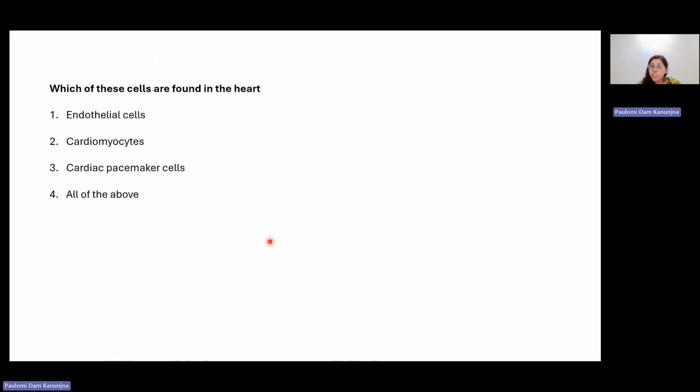Now, which of these cells are found in the heart? Endothelial, cardiomyocytes, and cardiac pacemaker cells. Of course, two of them bear the name cardiac. So what about endothelial? The answer is all of them, right? The endothelial cells are present on the inner surface of the heart and blood vessels, which is the endocardium. Cardiomyocytes are the muscle cells needed for the pumping action. And the pacemaker cells, we already know, conduct the electrical impulses.